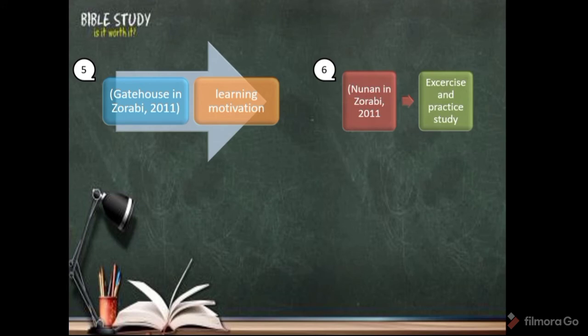Sixth element. Nunan in Zohrabi 2011 states that if students only talk about the form of language without knowing the function and how it is used, they would not be able to use the knowledge in daily communication.